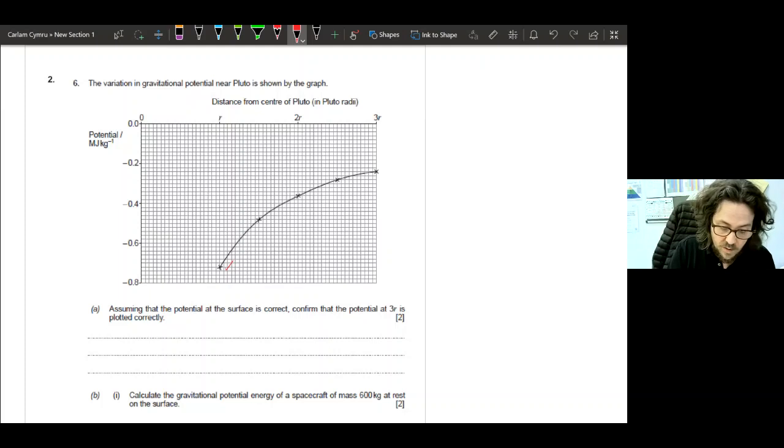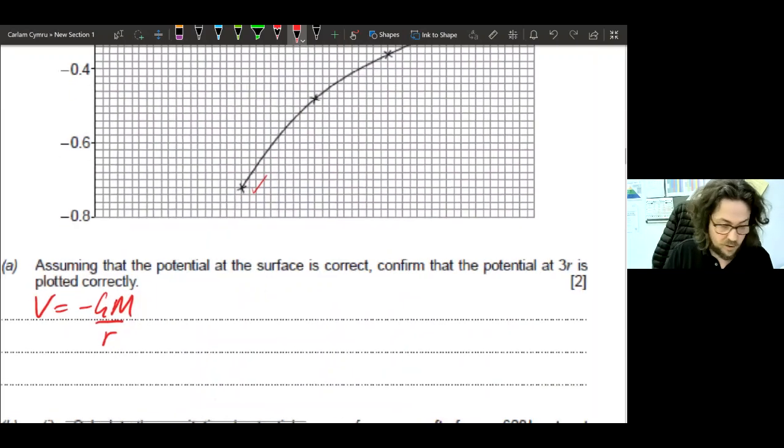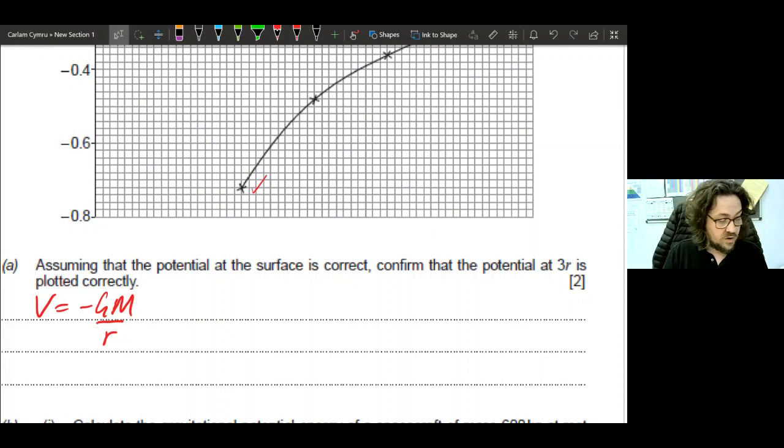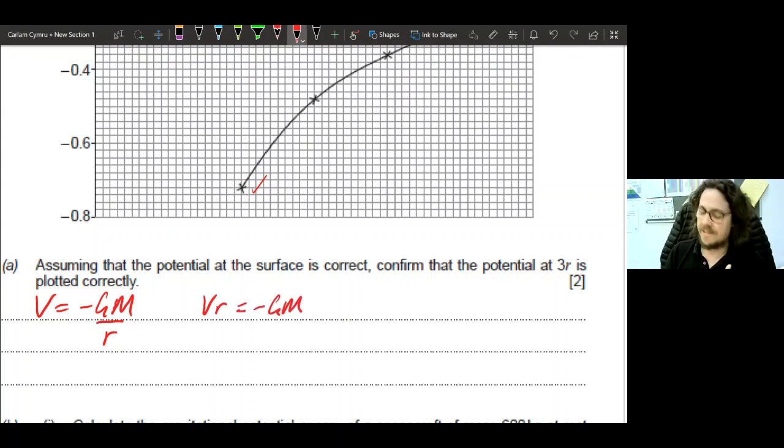So what I'd say here is, well, I remember that V is equal to minus GM over R. And I also know that if I rearrange that, then what that means is that V times R is equal to minus GM. Check this out. What that means is that V times R is a constant. So any value of V, potential, times any value of R, radius or distance from the surface, will always equal some constant, because G and M are constants.